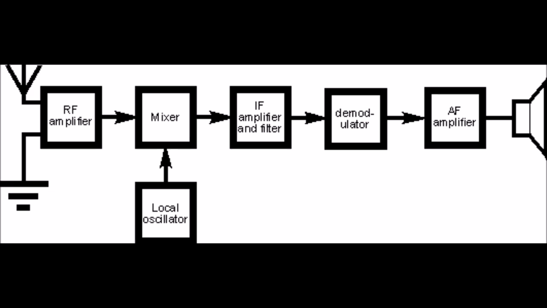Now I am going to describe the various components present in an FM radio. The first component is the antenna. It is responsible for intercepting the waves coming to the station.